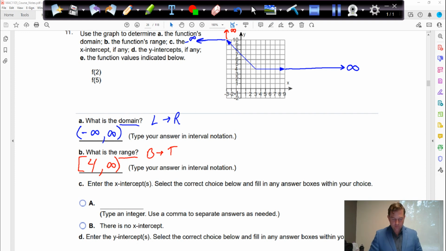Okay, x-intercept, where does it touch the x-axis? Notice that this thing never touches the x-axis. So there will be no x-intercept.